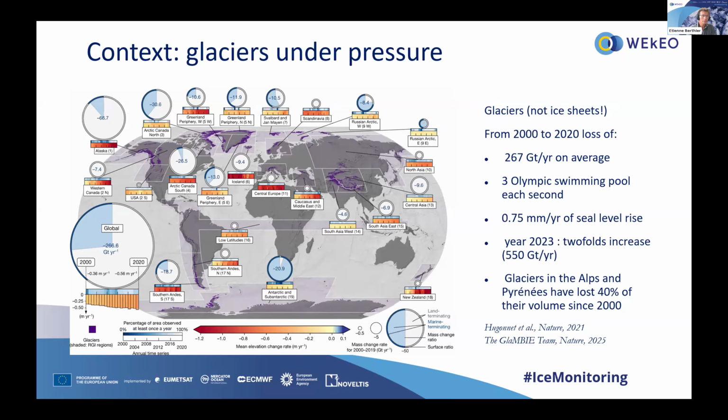For example, in an updated assessment made by a community effort called the GlaMBIE team, we showed that for the year 2023, the mass loss of glaciers reached as much as 550 gigatons per year, so double the amount during the previous 20 years. And in this assessment, we showed that glaciers in the Alps and the Pyrenees have lost 40% of their volume in less than a quarter of a century. So just to illustrate that glacier mass loss is going very fast.